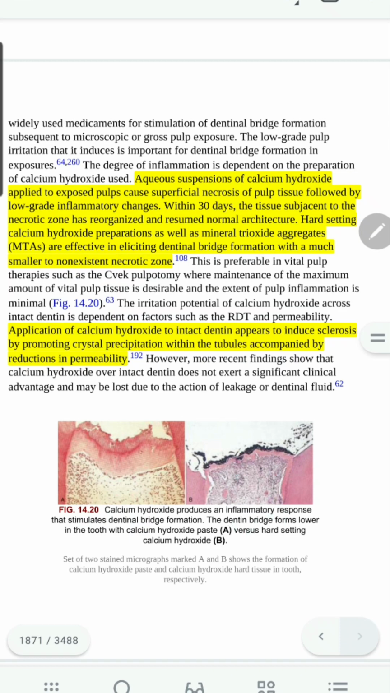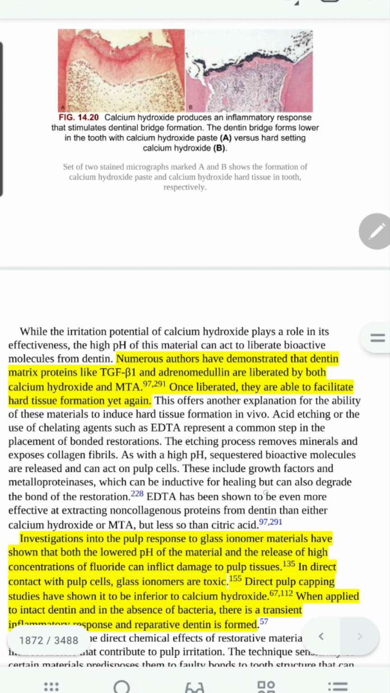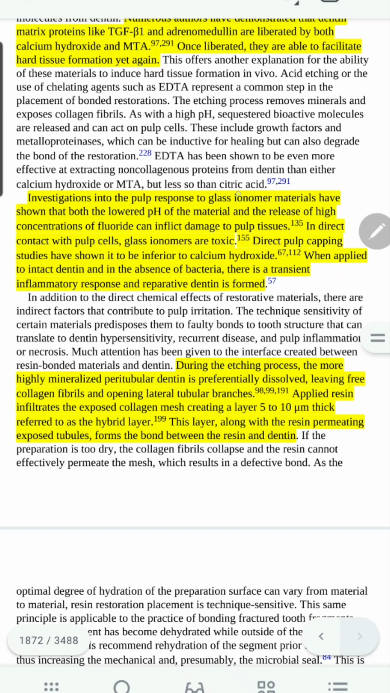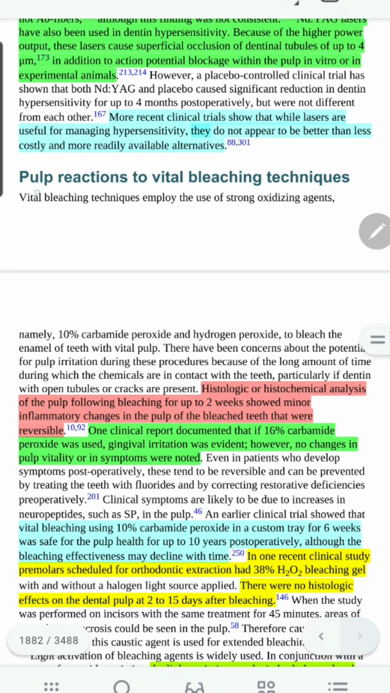So it is an inflammatory low-grade change. Also, there are some proteins that are liberated from the dentin that help in the formation of the hard tissue, which is the dentin bridge. And glass ionomer is not recommended to be used as a direct pulp capping material, because the release of a high concentration of fluoride damages the pulp tissues, and it is considered toxic to the pulp. What about the pulp reaction to the vital bleaching techniques?